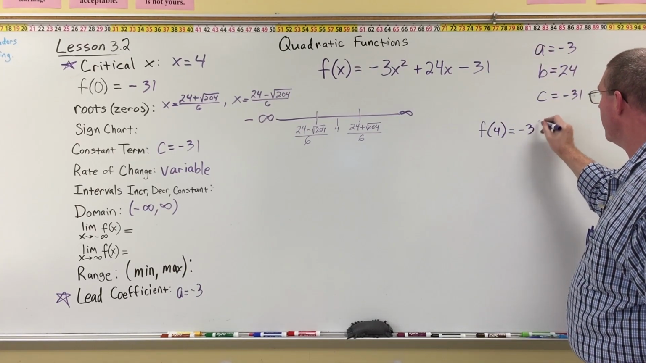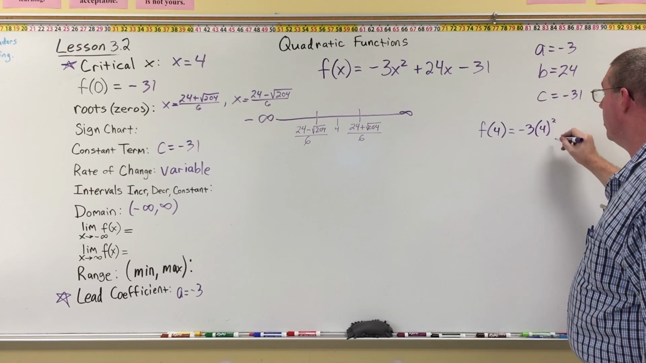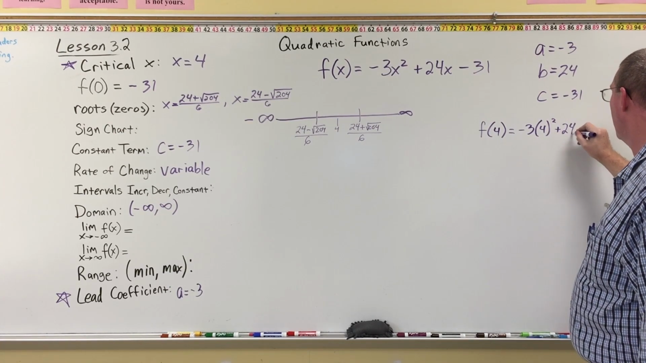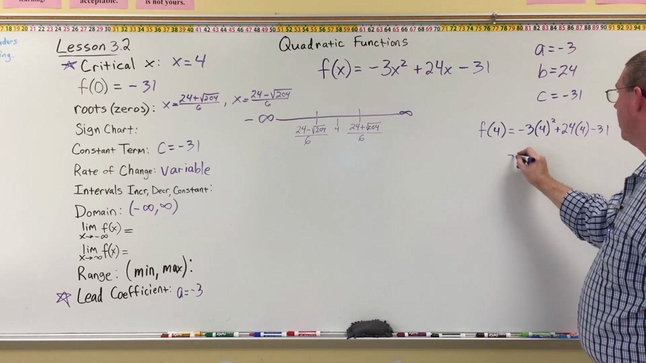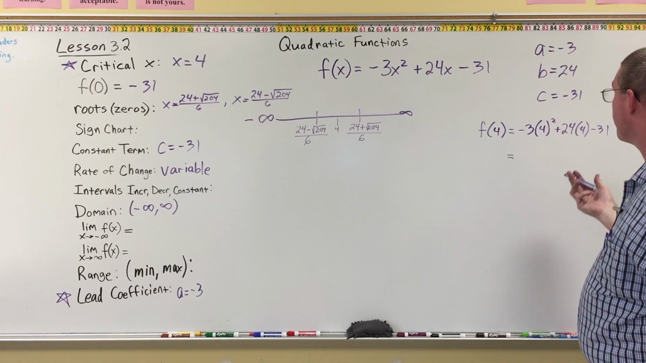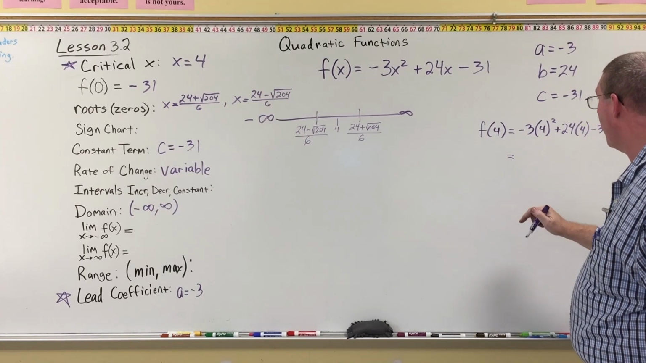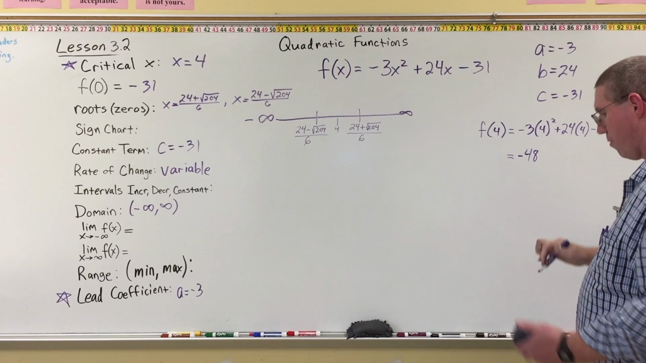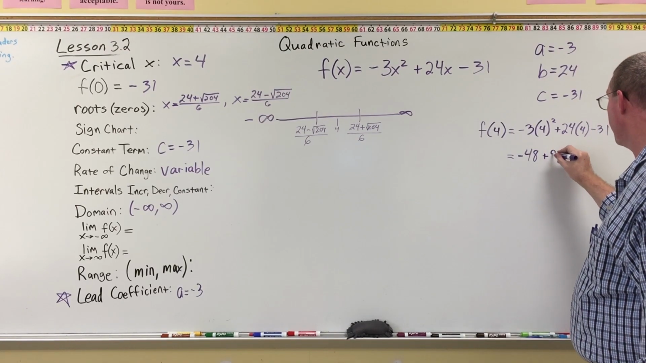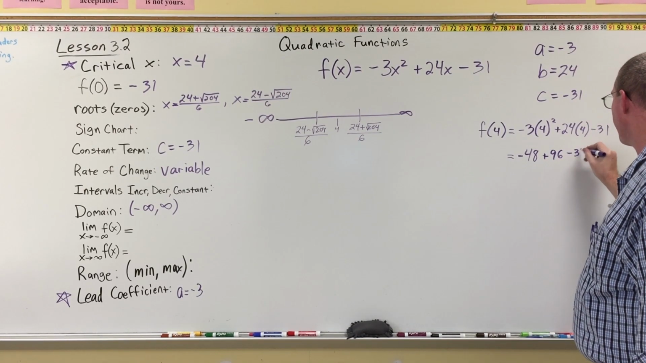So we'll have negative 3 times 4 squared plus 24 times 4 minus 31. And that's going to be, so 4 squared, that's 16. 16 times negative 3, that's negative 48. 24 times 4, that's 96, so plus 96, and then minus 31.